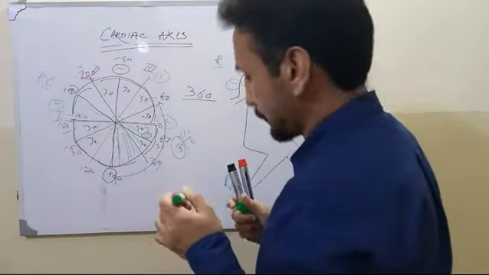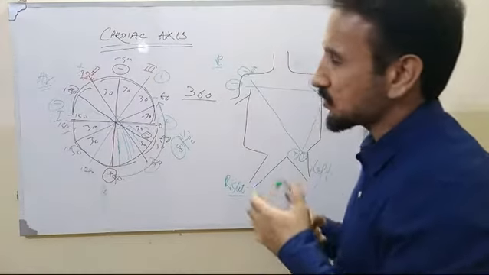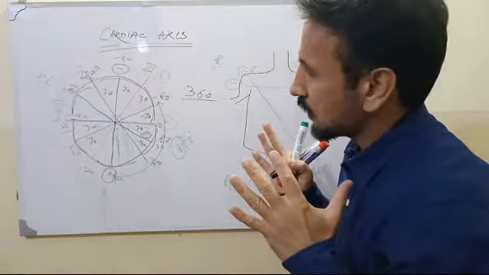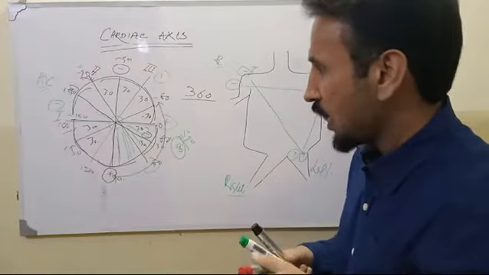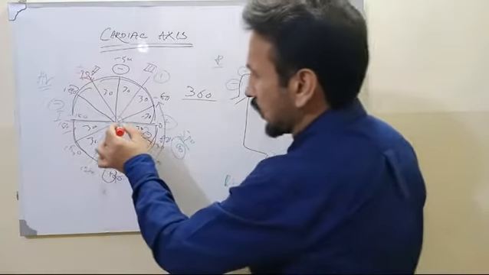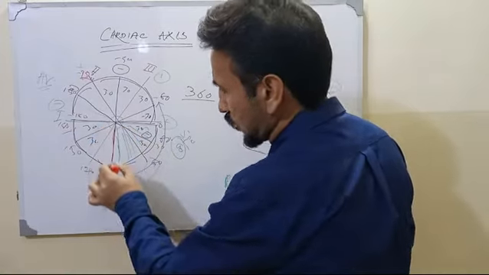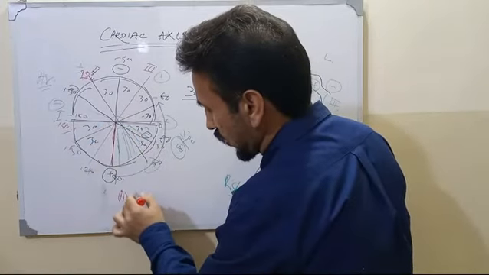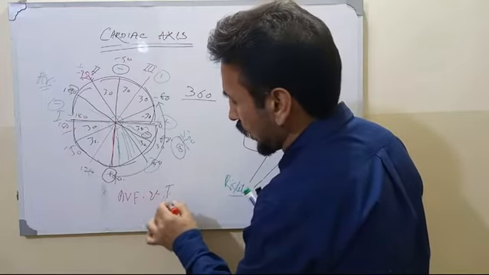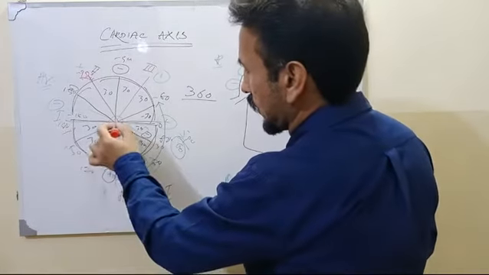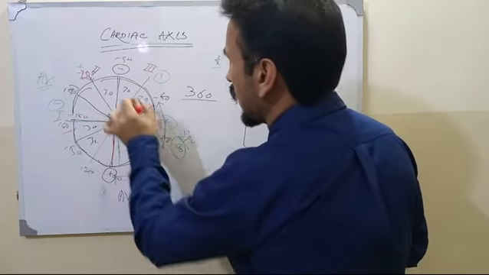If we look at this diagram, we can even extract the leads and their orientation to each other. For example, I can extract that lead 1 is straight away at a 90 degree angle to the lead AVF, or the lead AVF is at a 90 degree angle to the lead 1. Here 90, again here 90.